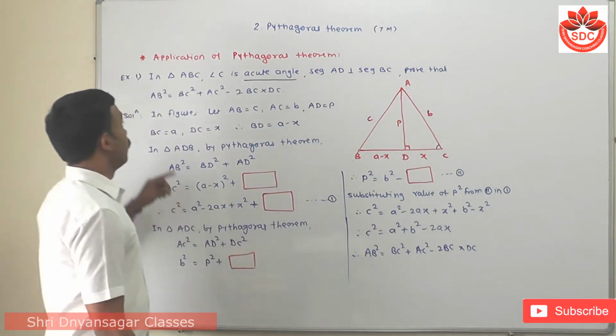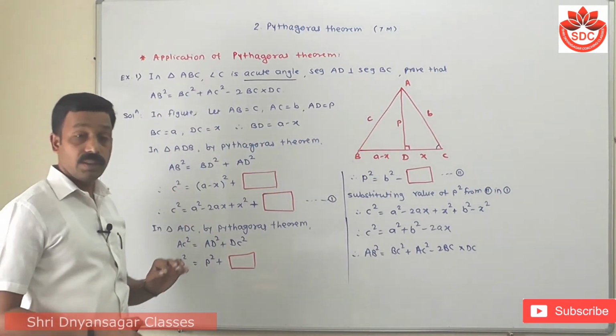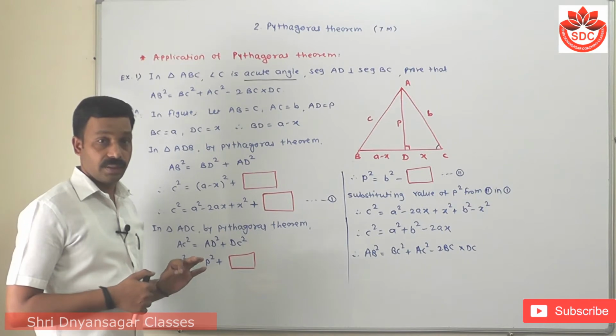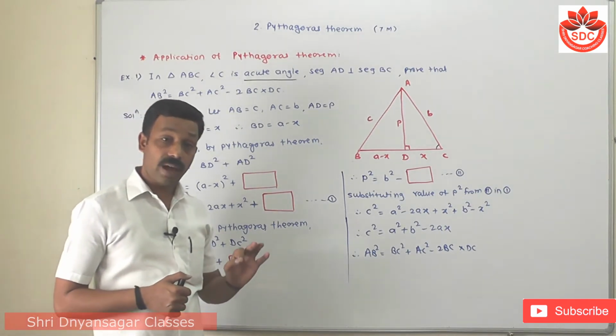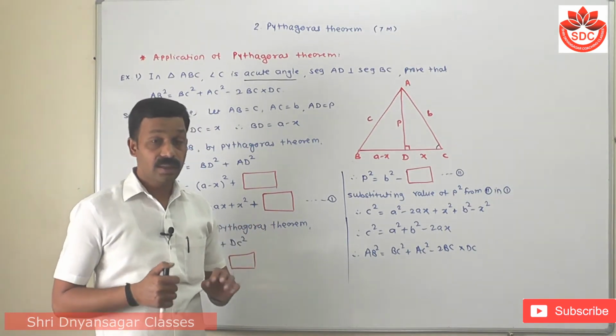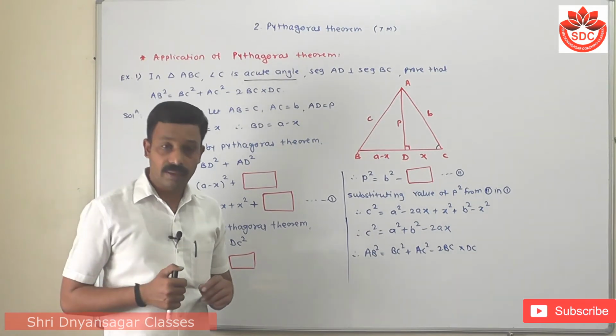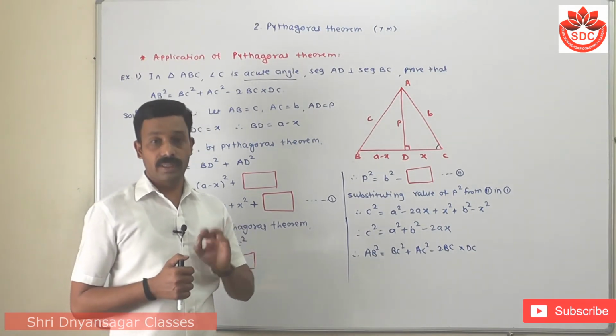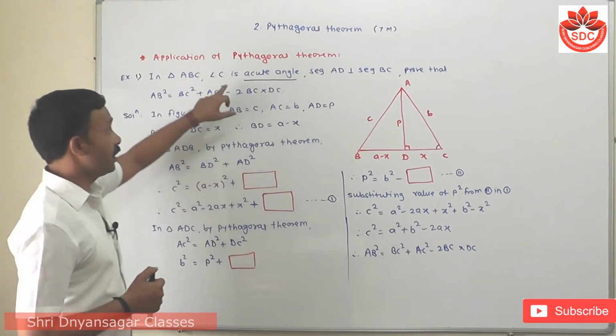Student, these are the applications of Pythagoras theorem. This is the most important application. If you understand this application, acute angle and obtuse angle, then we can solve a very important theorem. The theorem is Apollonius theorem. Student, so understand this one.